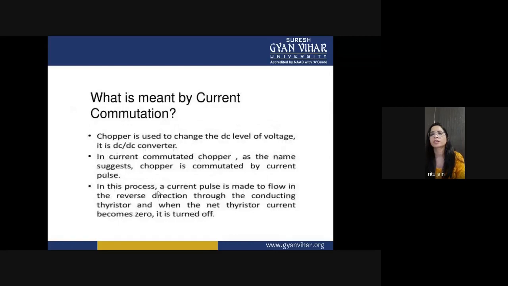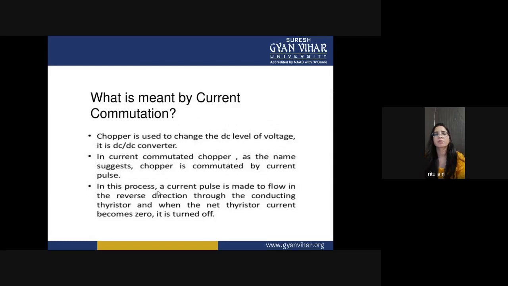So what we just saw was voltage commutation. Voltage commutation means that when the voltage appearing across your SCR is negative, the thyristor turns off. Now another procedure is current commutation. By making the load current negative or reducing the load current, the thyristor can be turned off. This procedure is called current commutation.